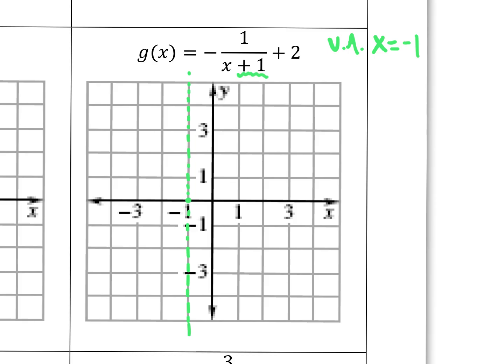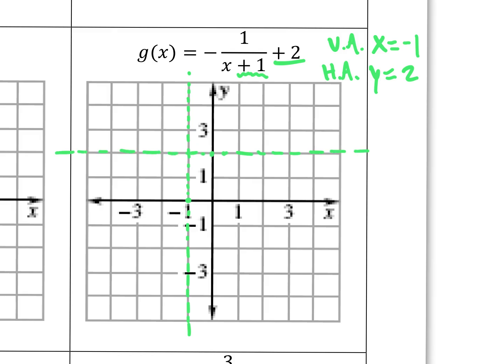And then I need my horizontal asymptote. That's y equals what? Y equals k. What is my k value? 2. So y equals 2. You don't think opposite right there. You take it for what it is. So you go to the y-axis, to the y value of 2, and you draw a horizontal dotted line right through it like that.